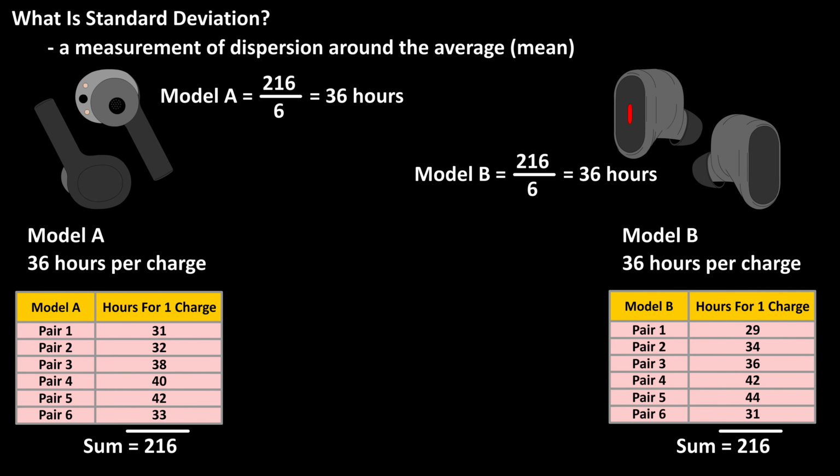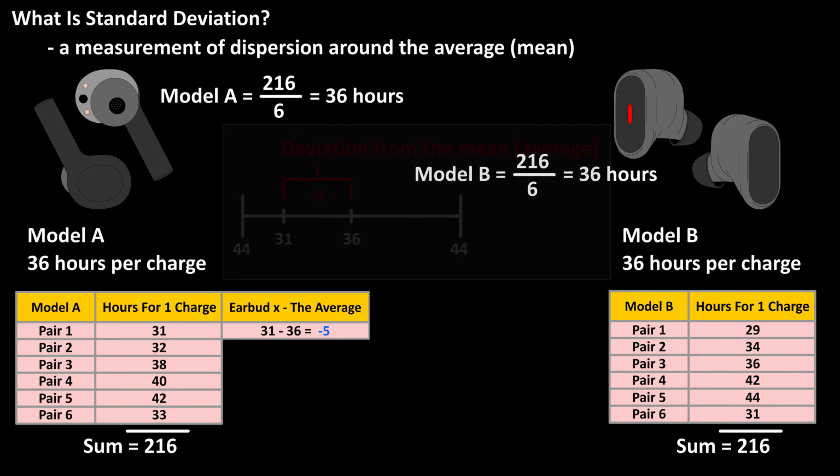Let's start with Model A. We calculate the standard deviation by first creating a column, and we're going to title it Earbud X minus the average. For each pair of earbuds, we're going to take the playtime hours result and subtract the average from it. For pair 1, we have a playtime of 31 hours. So we subtract the average for Model A from it. 31 hours minus 36 hours equals -5 hours.